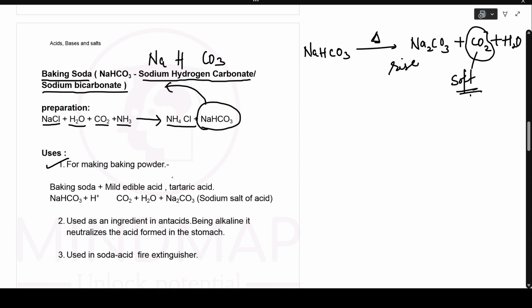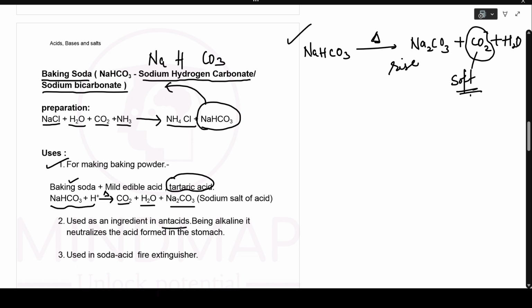So how do you get this? Whenever you are baking any cookies or breads or cakes, what you do is you add baking soda to the dough. Then you add any edible acid. Normally we use tartaric acid. Then what happens? When you are heating it, when you are cooking it, you get carbon dioxide, water and sodium carbonate. This is what we have seen here. Correct? Okay. Now the next use is as an ingredient in antacids.